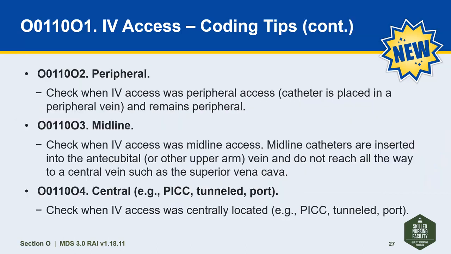And lastly, a few more coding tips for O0110 O1 IV access. You would check peripheral if the IV access was and remains peripheral. Check midline when IV access was midline. Midline catheters are defined here as those inserted into the antecubital or other upper arm vein and do not reach all the way to the central vein, such as the superior vena cava. And the last choice here is O0110 O4 central, which would be for a PICC line or a tunneled port.